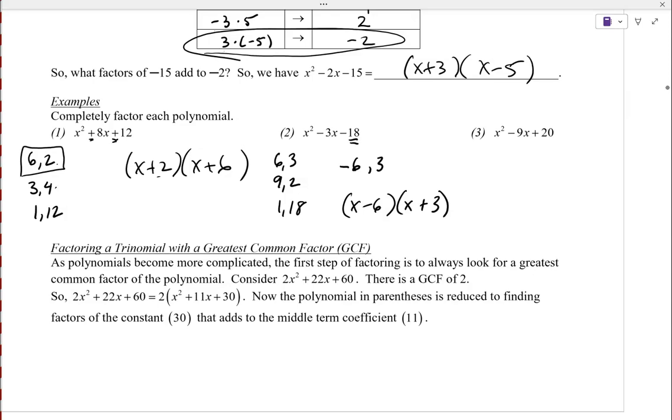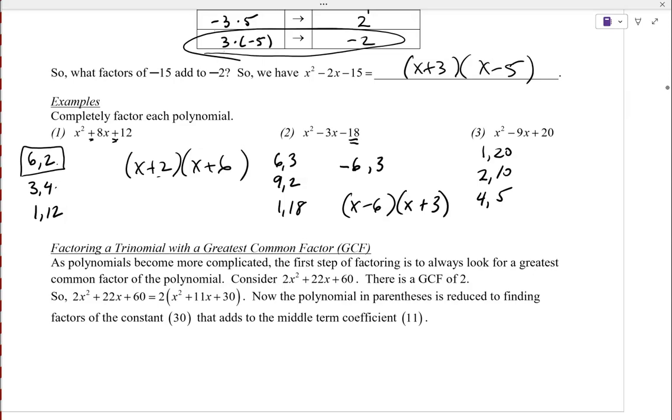Usually what I do is I do 1 and 20 to start with and just start going up on 1 and the other one will go down. So 1 and 20, 2 and 10. Does 3 work? Nope. 4 and 5. And now I know I'm done because the next number I would check is 5, and I already wrote down a 5. Right? So I'm done. Okay.